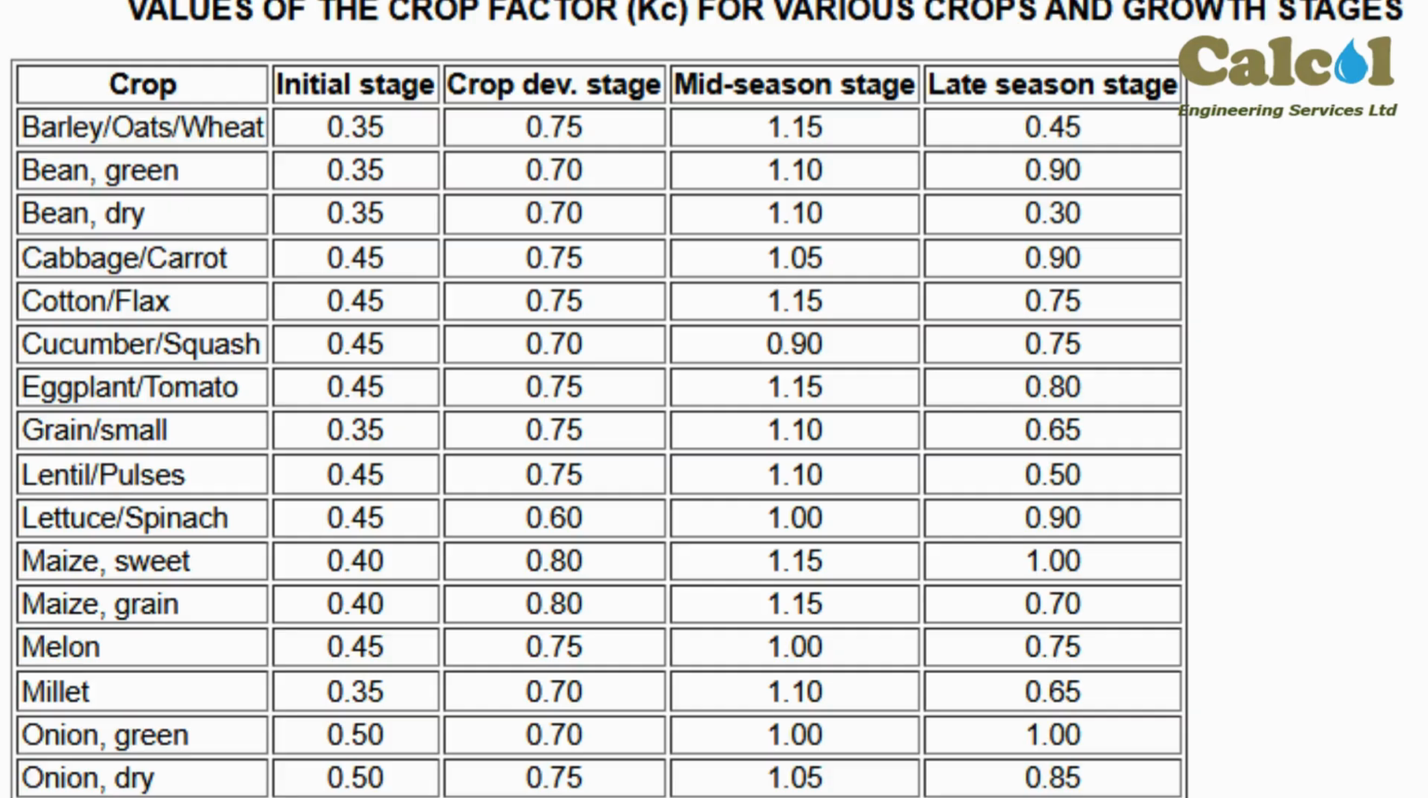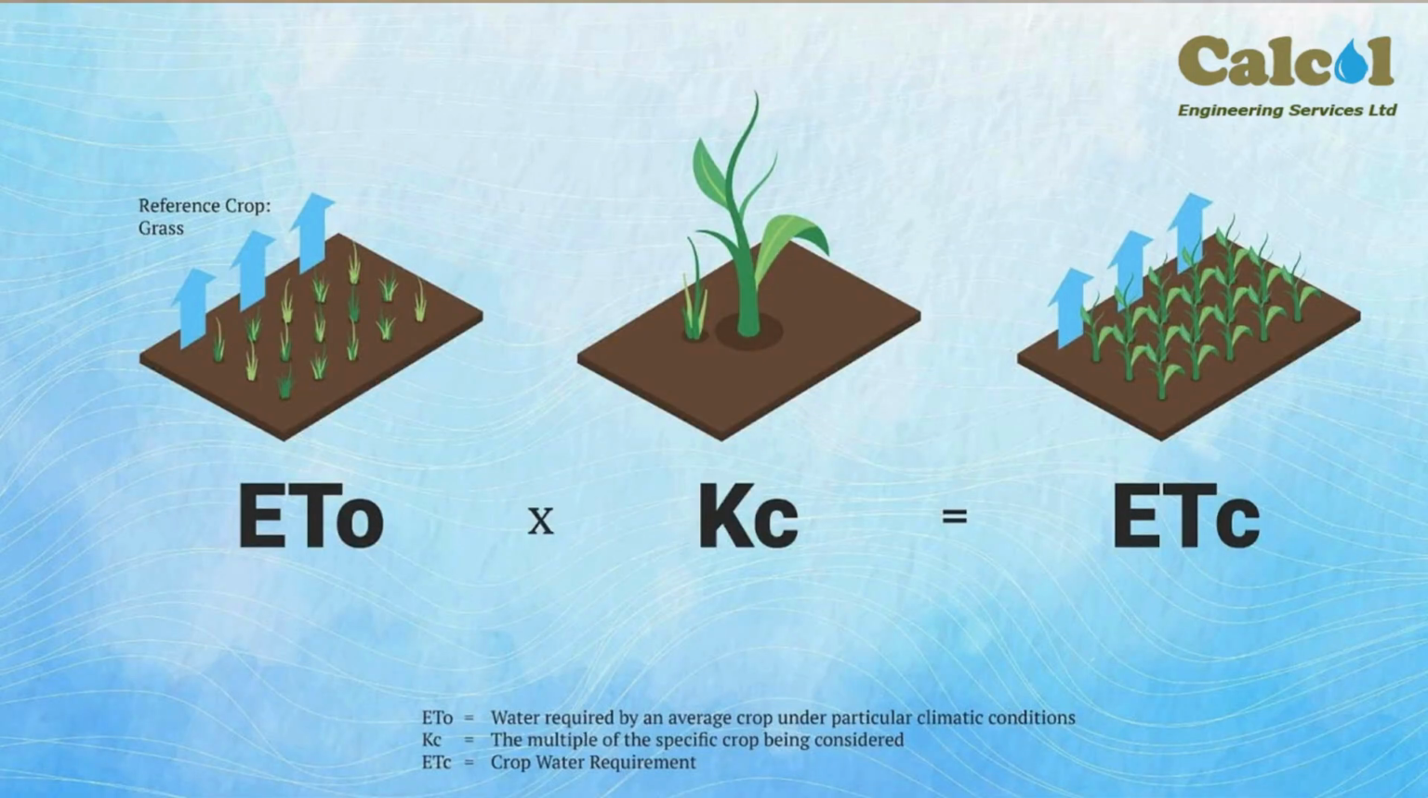ETc is given by Kc times ETo. So once you get the Kc, now you multiply by the ETo, then you determine your crop water requirement. But you need to factor in that the net irrigation requirement is given by the ETc minus Pe, where now Pe is basically the effective rain.